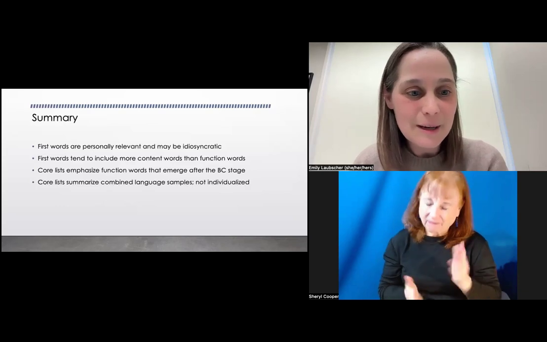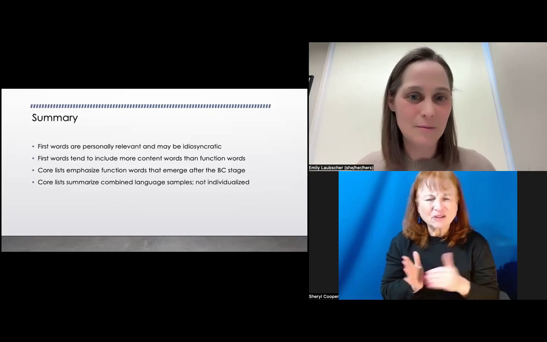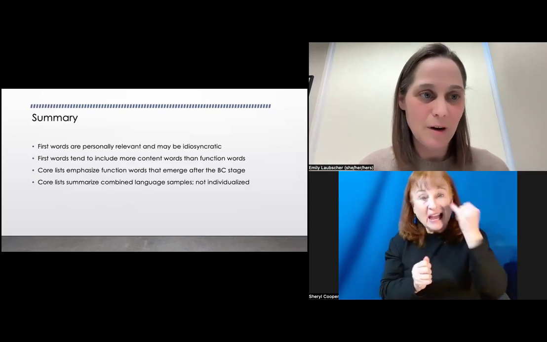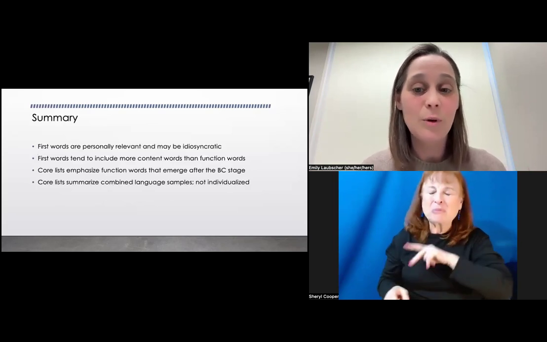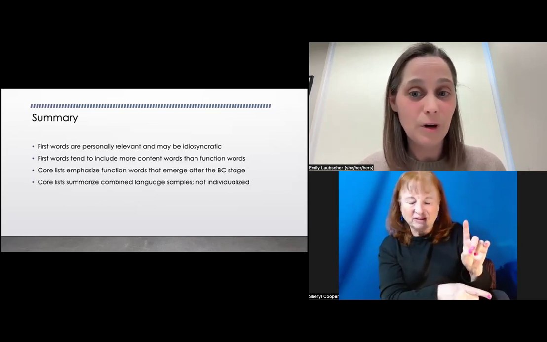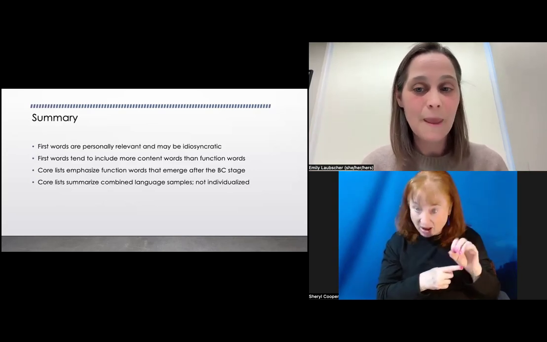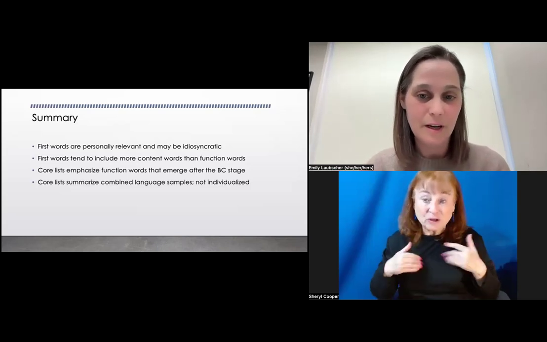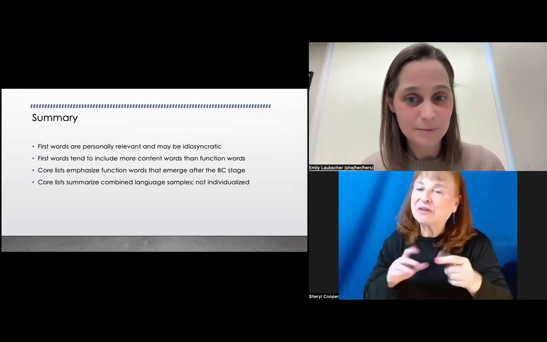All right, so to kind of just again try to summarize and pull some of these ideas together. If we remember what we know about typical language development, we know that first words are personally relevant. We know they might be idiosyncratic. They tend to include more content words than function words, especially nouns, especially object labels. But the core word lists, at least the ones that were developed for young children reviewed in this study, tend to emphasize function words that emerge after the beginning communicator stage.